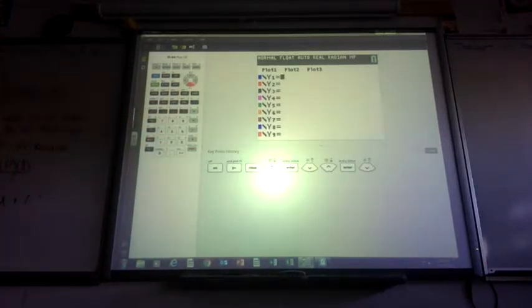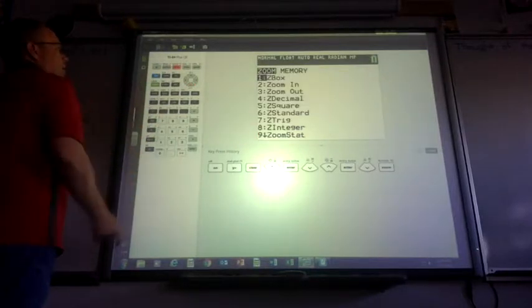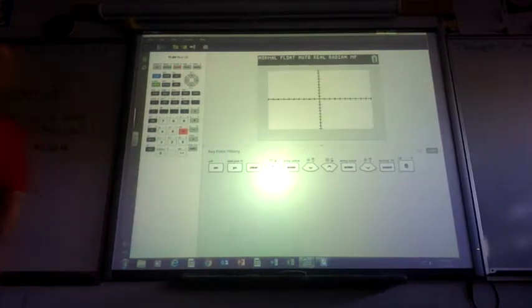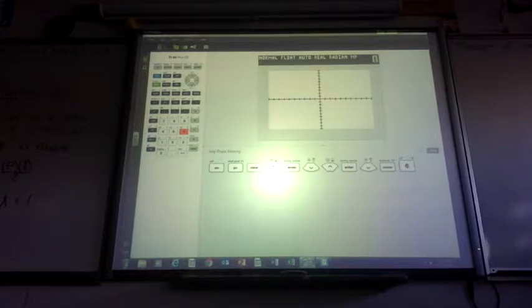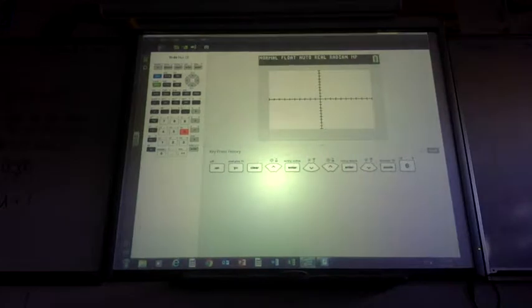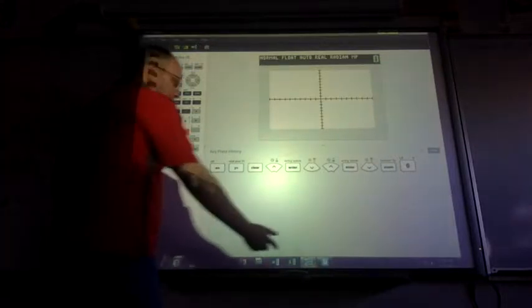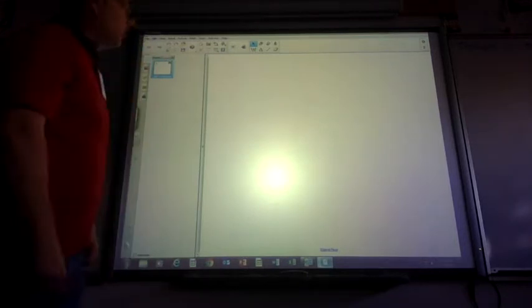Cool? And then the other thing we're going to do is hit zoom and then number 6 for right now. What that's going to do, it's going to give you a negative 10 to positive 10 grid in the XY direction. So zoom, and then the number 6. And it'll make you go from negative 10 to positive 10. So this is just taking it back to a default mode for you. We good?